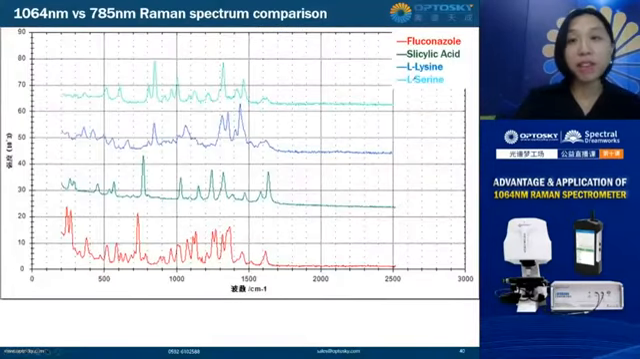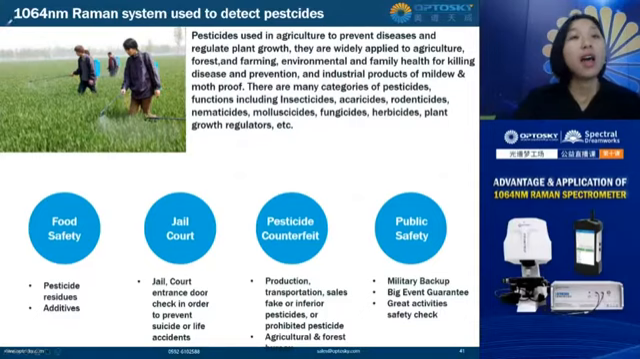And also we have this comparison of different spectra by 1064. Next, 1064 Raman systems are used to detect pesticides. Pesticides, as we all know, are widely used in agriculture to prevent disease and regulate plant growth. They are widely applied to agriculture, forestry, and farming, and to environmental and family health, to kill disease and make preventions.